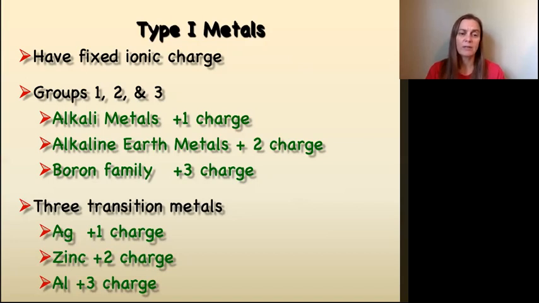And if you look at a periodic table, they make a little diagonal line beginning with silver through zinc through aluminum. So silver always has a charge of +1, zinc always has a charge of +2, and aluminum always has a charge of +3. So these are the type 1 metals, and we're going to learn how to name ionic compounds that contain type 1 metals. So we're not dealing with transition metals yet, except for silver, zinc, and aluminum.